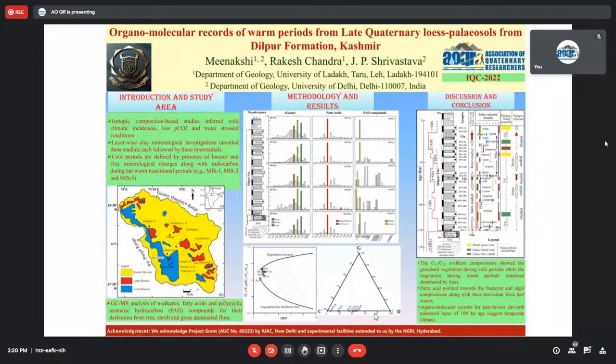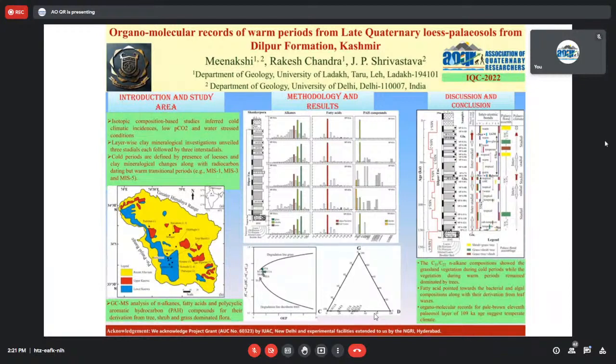The Shankarpura section present towards the Pir Panjal range was selected for this study, which contained 12 Paleosol and 2 lowest layers. A total of 26 samples were collected from the Shankarpura section, which were analyzed for presence of total organic carbon, from which only 5 samples contained more than 0.5% of organic carbon. So these 5 samples were further subjected to separation for alkane, fatty acids, and polyaromatic hydrocarbon fractions.